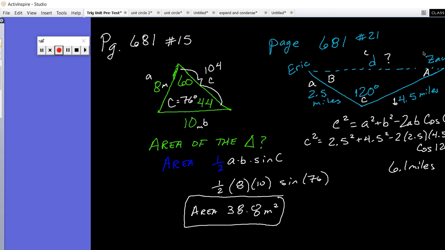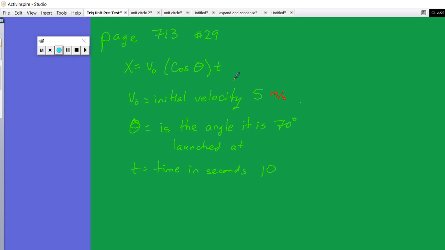Anyways, that's number 21. Again, you had to use the law of cosines on that. Page 713, number 29. So you go to page 713, and number 29 says a ball is thrown off the edge of the building at an angle of 70 degrees with an initial velocity of 5 meters per second. So here's my initial velocity of 5 meters per second.